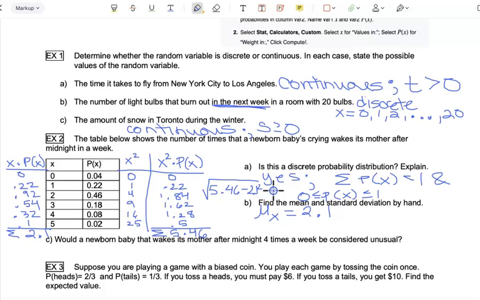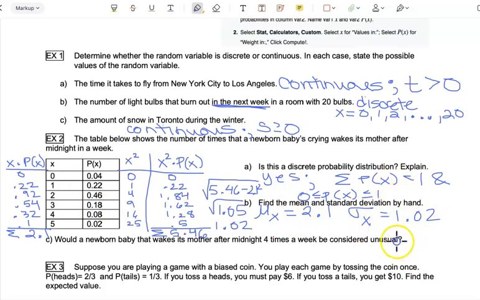So 5.46 minus 2.1 squared gives me 1.05. And so then I square root that, which gives me 1.02. So my mean here is 2.1. My standard deviation of the random variable x is 1.02. So these would be my two solutions there.